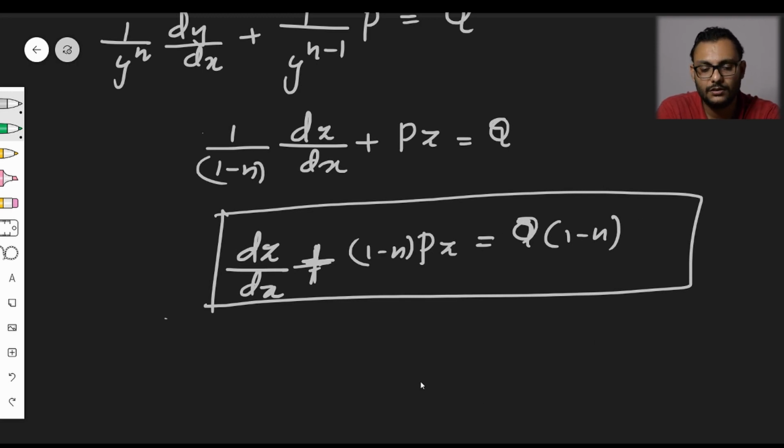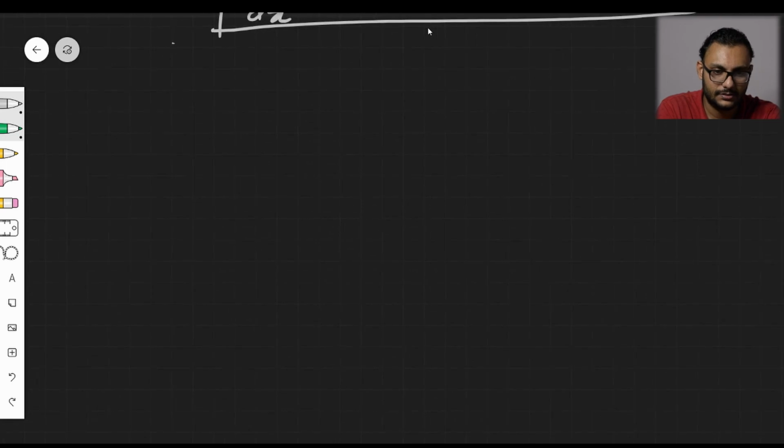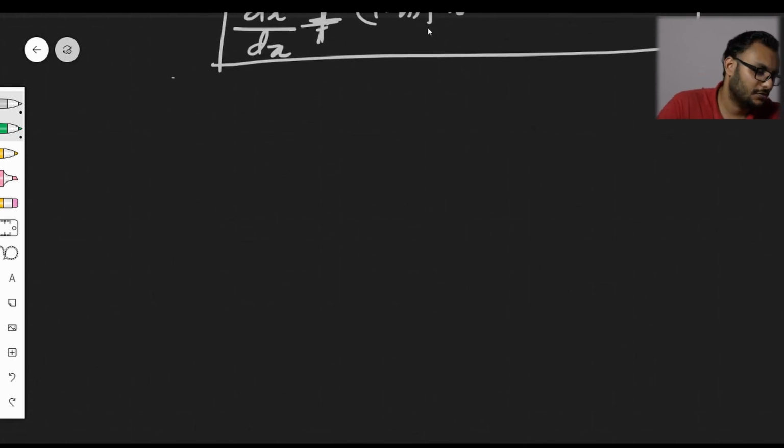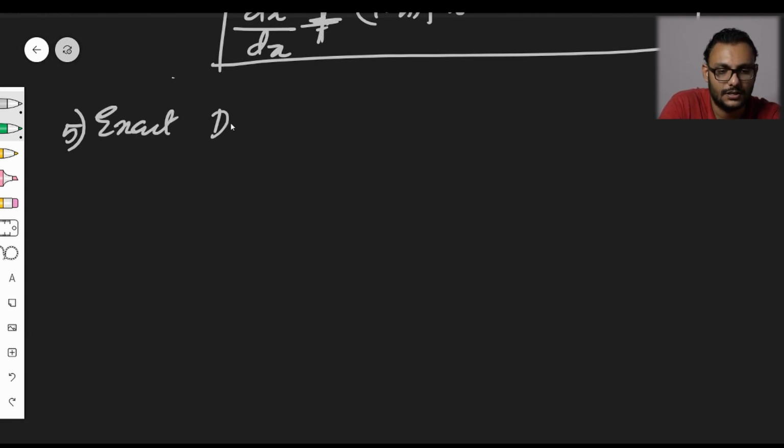I just mention it. If you want, you can write it down. So for the final case in the first order category, we have to discuss exact differential equations.